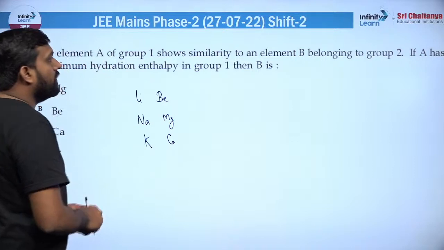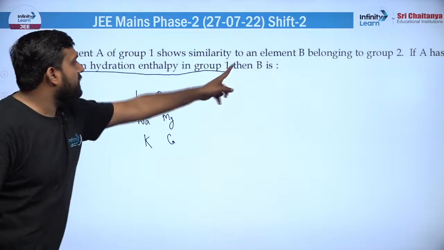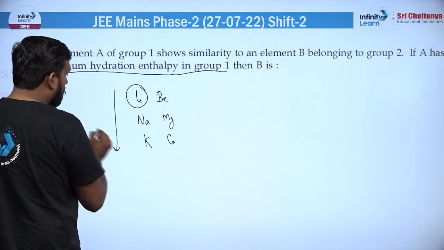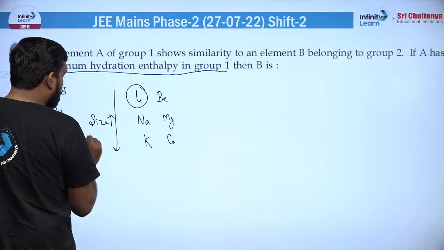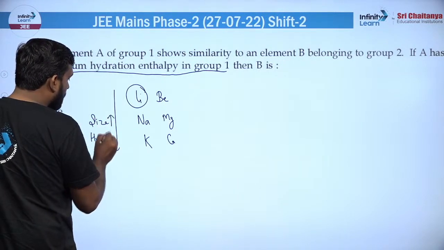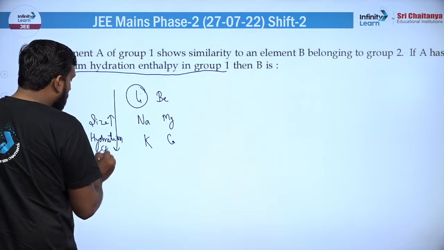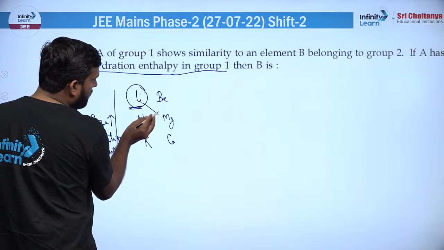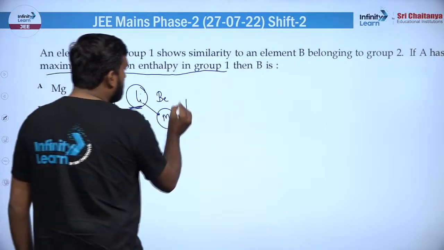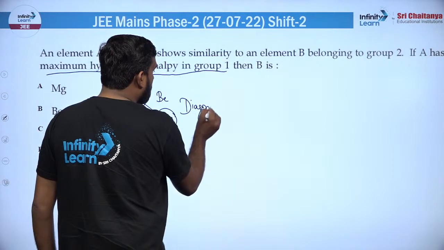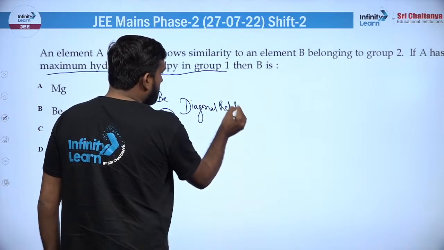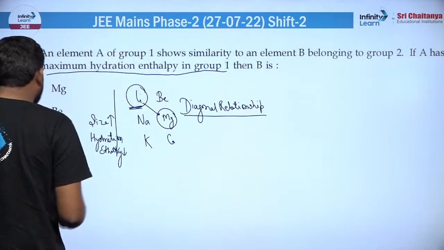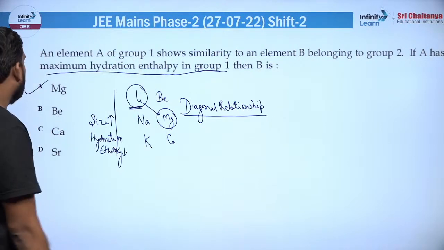Okay, now if A has the maximum hydration enthalpy in group 1, so this has the maximum hydration enthalpy actually. Because as the size increases, hydration enthalpy decreases. So this has the maximum and it shows a similarity with magnesium, and this relation is called the diagonal relationship. So the correct answer for this will be magnesium.